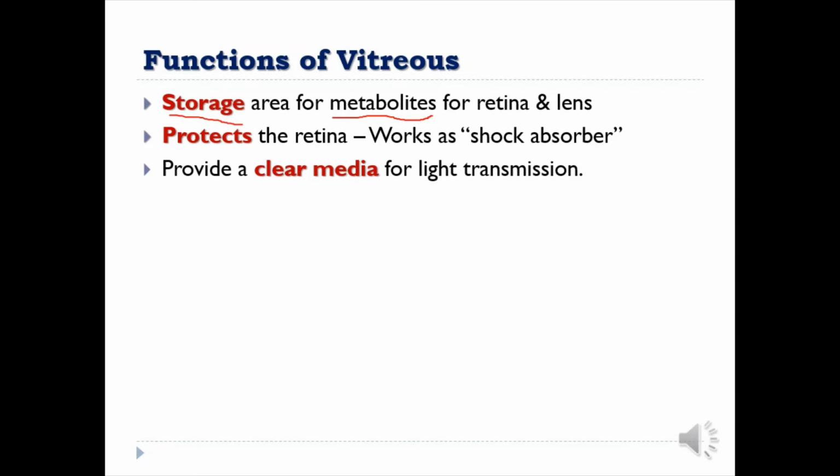So an important function of the vitreous is to act as a storage area for metabolic products, which are needed for the retina and lens. You see, it is connected to the retina on one side and to the lens on the other side. So the contents needed for metabolic activities are stored in the vitreous area.